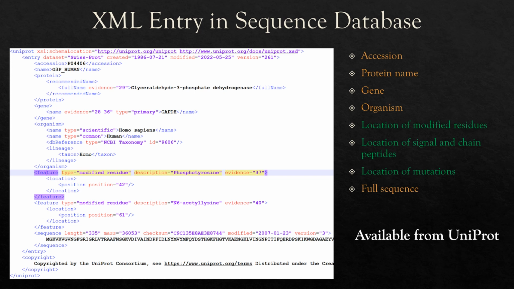What an XML entry has is additional information showing the location and specific types of various PTM modifications, the location of known signal and chain peptides, as well as the location of known amino acid variants. And so it's a much more comprehensive protein entry that can be used to look for various different features that one can't do simply using a FASTA sequence database.